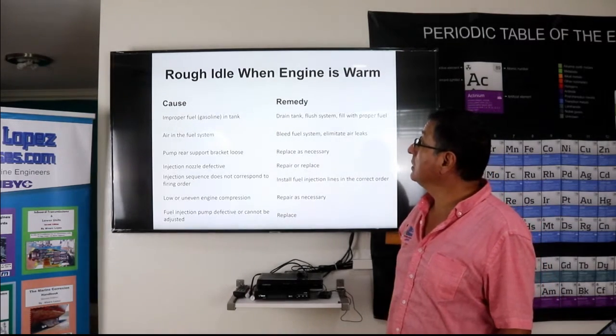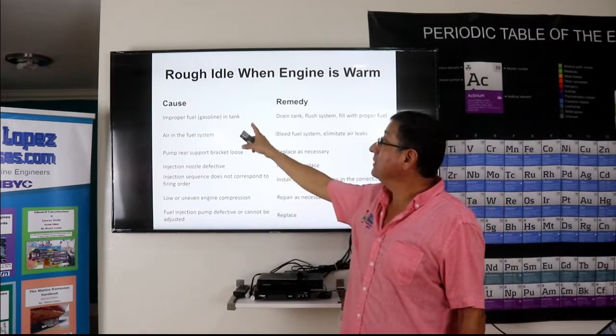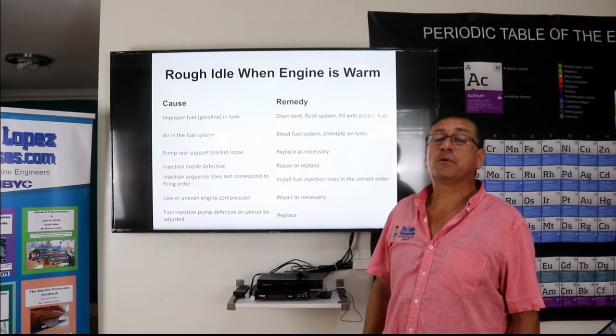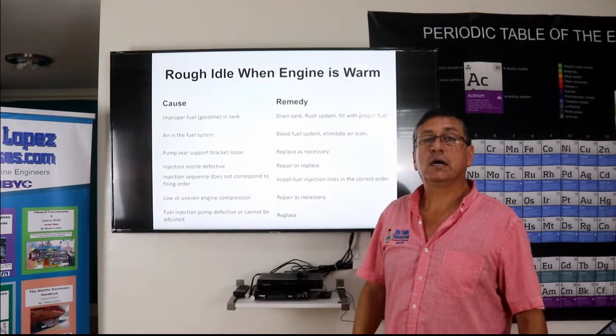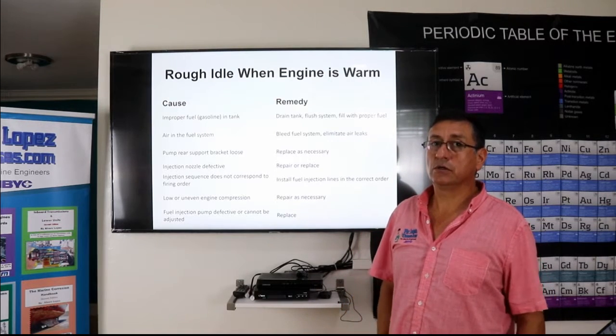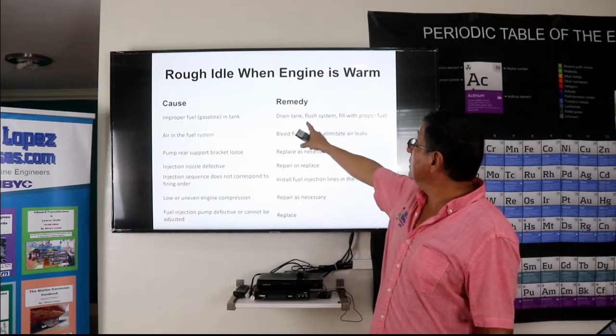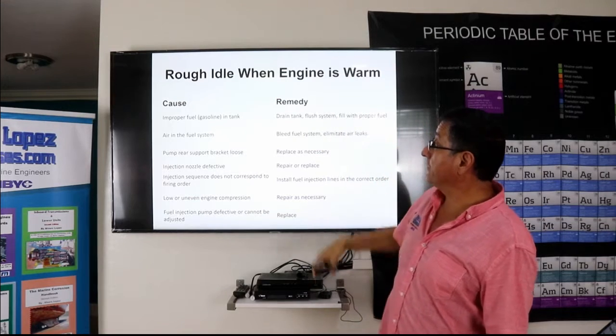It's a common situation. In this particular case, the fuel is contaminated. Probably you have water in the fuel. Probably you have dirty fuel. The fuel is not good. Okay, you need to verify the quality. Drain the tank, flush the system with proper fuel.